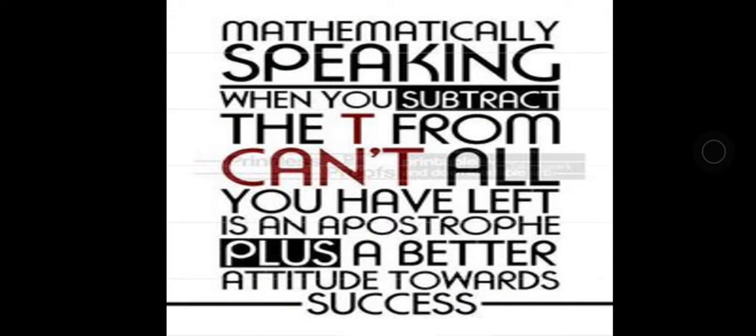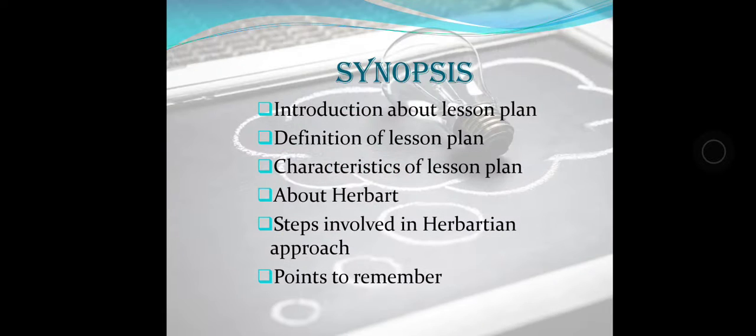Mathematically speaking, when you subtract the T from the Gantt, all you have left is an apostrophe plus a better attitude towards success. These are the synopses I have included in the Herbartian steps.